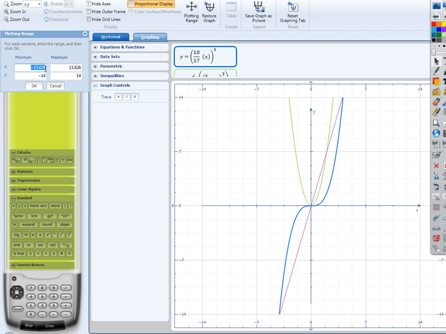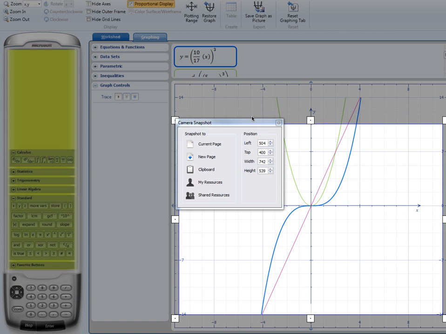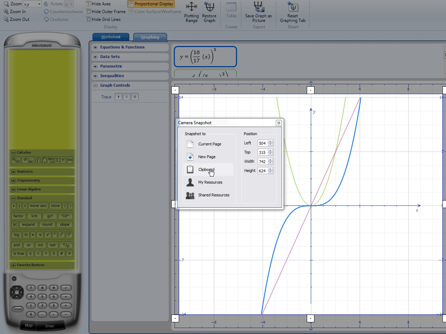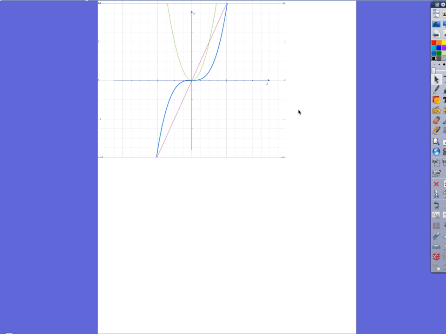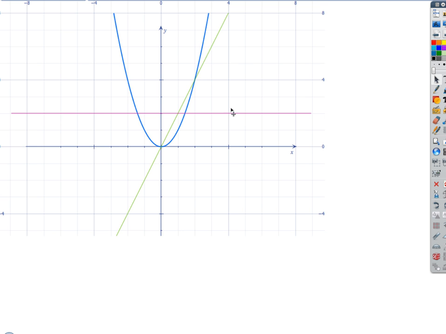So let's look at these here. I want to get this just so it's a little bit easier to see. Let's go negative 10 to positive 10. That's probably going to be good. Yeah, that's not bad. Okay, we'll use that. Okay, so Exhibit A.